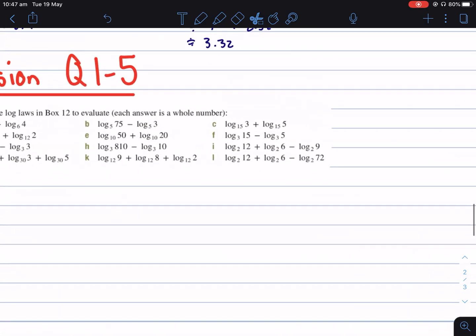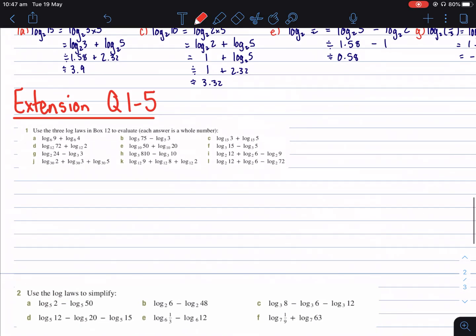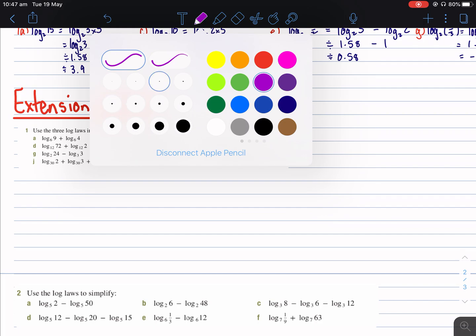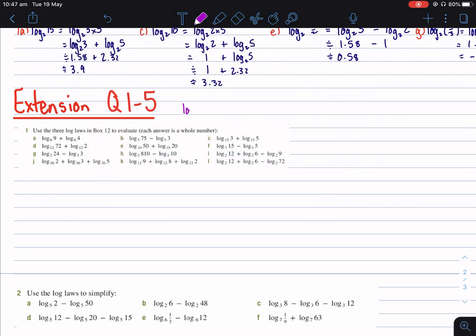All right, now don't forget the three log laws that they're talking about. The first one is, if I have log base A of x plus log base A of y, then that's the same as log base A of x times y.